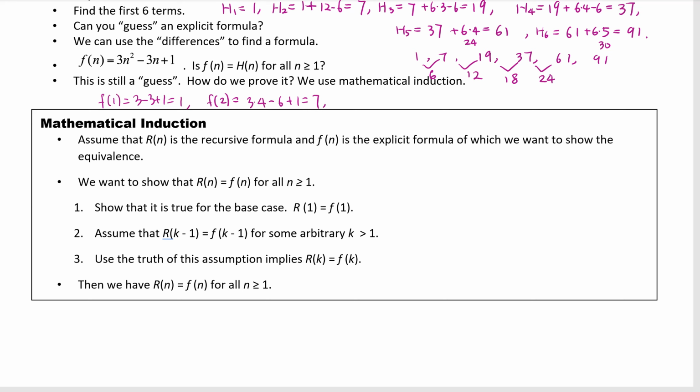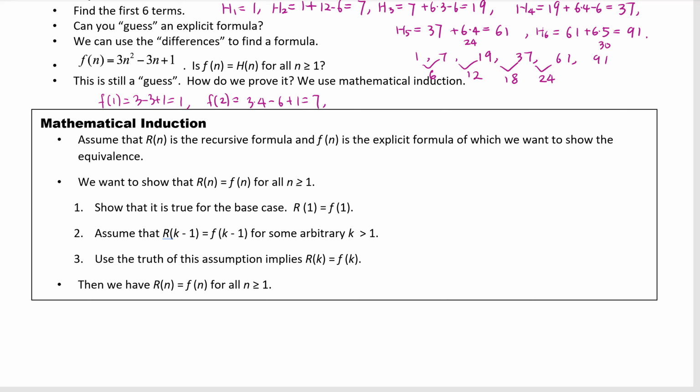Alright, so we want to show Rn equals Fn. Okay, so first, we want to show that it is true for the base case, so R1 equals F1. Second, we want to assume this equation is true for k minus 1, for any arbitrary k greater than 1.